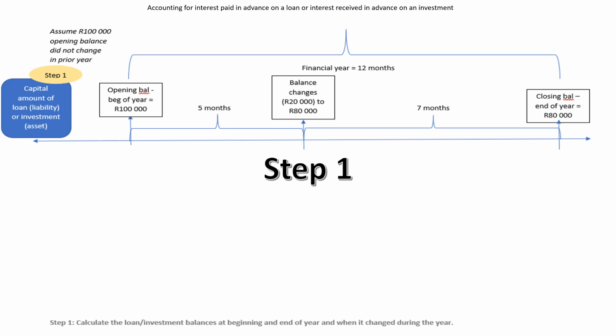So if it's necessary to draw a timeline, I have a timeline here just to help us to understand this question. So we're going to start with an opening balance of 100,000 at the beginning of the year. After 5 months, it changes by 20,000 down to 80, and then the closing balance is 80 from that point onwards for 7 months till the end of the year.